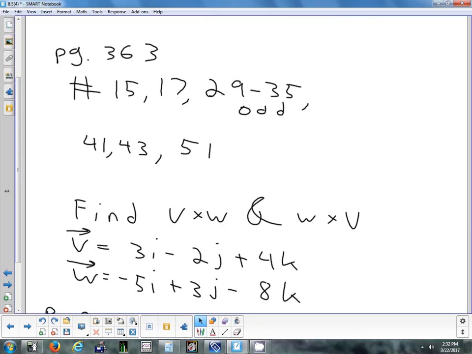Okay, so the packet I gave you, I don't think it has any cross product problems because that was section 5.7. They do a lot of stuff with the cross product. I just made one up for you to copy down. Okay, so page 363, that's in the packet. 15, 17, 29 to 35 odd, 41, 43, and 51. And then I want you to try this cross product problem. I'm asking you to do V cross W and W cross V, but am I really asking for two different things? Or is it hard to find the other one? Not if you get the first one. Okay?